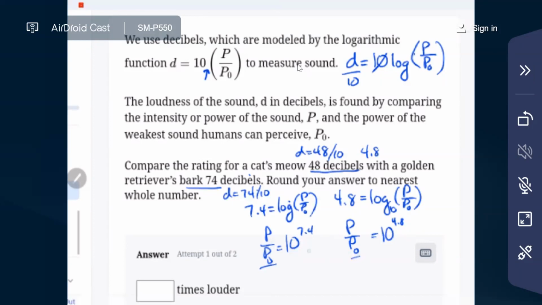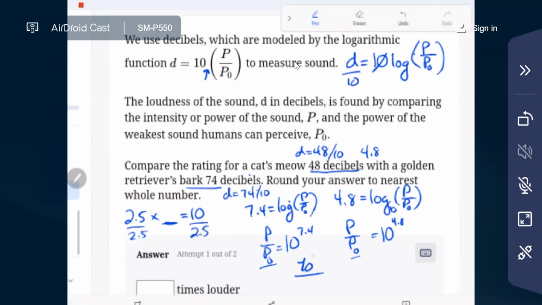We can use our idea of like if we have 2.5 and we have 10 and we say, how many times larger is that? We're saying what number goes in here? How many times do we have to multiply 2.5 times to get 10? To solve that, we're going to divide both sides by 2.5. Just in general, when you want to compare how many times larger something is than something else, you divide the two.